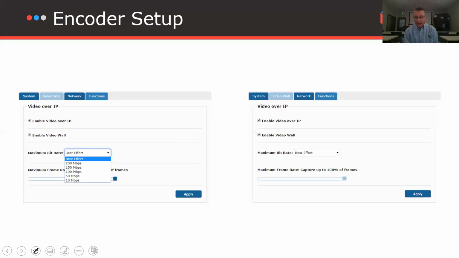The other thing you might want to look at, if it's available for your encoder, is the maximum bit rate. I've got mine set to best effort because I'm on my own switch. There's nothing else on there, so I want that thing to have all the bandwidth it needs. If I was on a customer's network and they had quality of service and they said, hey, Richard, I can only give you 100 meg worth of bandwidth, I'd rather have that 100 meg set up in my encoder than have them throttle me downstream when I'm using too much. So it's better to set it up in the encoder there.